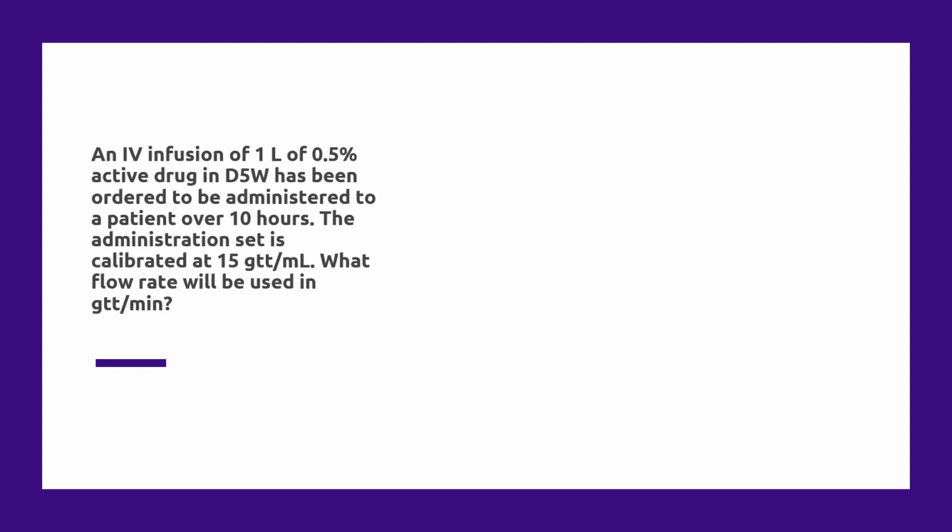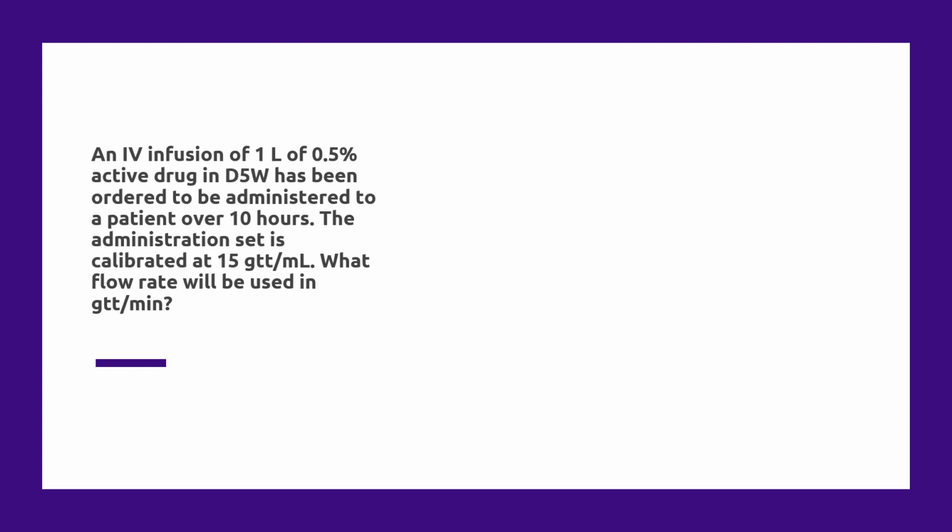Okay, now our next question states that an IV infusion of 1 liter of a 0.5% active drug in D5W has been ordered to be administered to a patient over 10 hours. The administration set is calibrated at 15 drops per milliliter. What flow rate will be used in drops per minute?